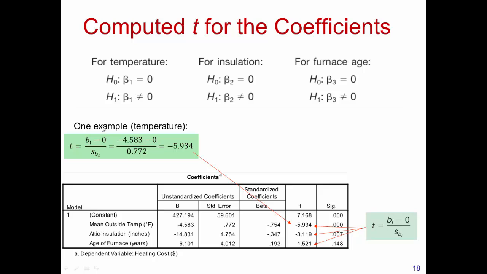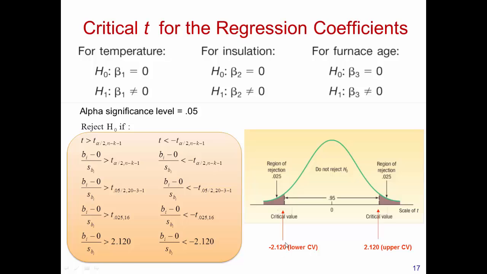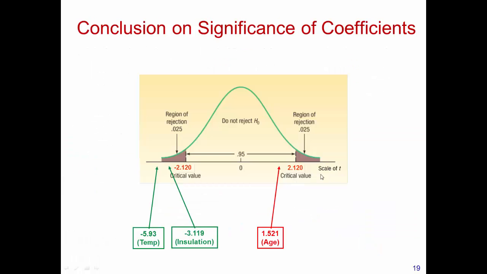So our t-test value for temperature is negative 5.934, which we find also in our coefficients table. And our t-test statistic for attic insulation is negative 3.119, and our t-test value for age of furnace is 1.521. Let's see where our coefficients fit related to the rejection regions that we determined from our t critical values here. So let's take a look at this for just a second.